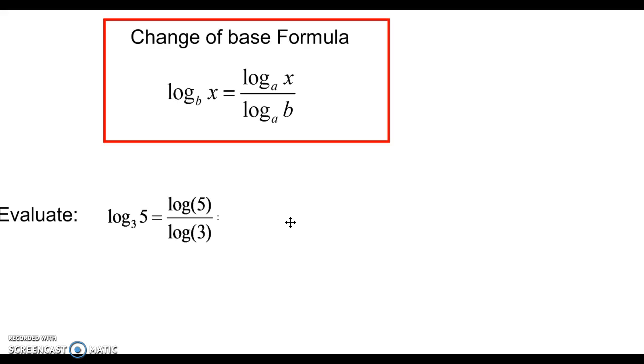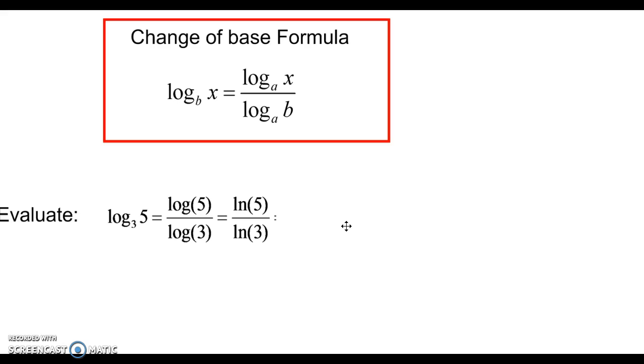So you can change the base. In this case, I changed the base to 10. I could have changed the base to E. So I could have said natural log of 5 over natural log of 3. That's going to be equivalent to log base 3 of 5. And these you can both type into the old calculators, which was handy. This is the purpose, I think, of this change of base formula.